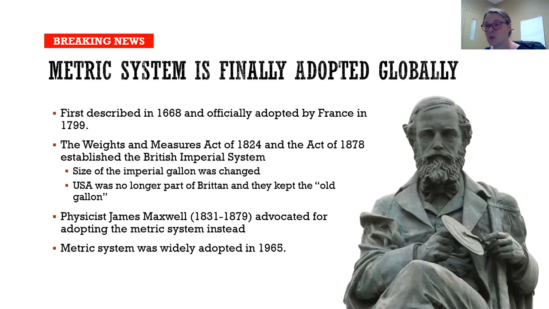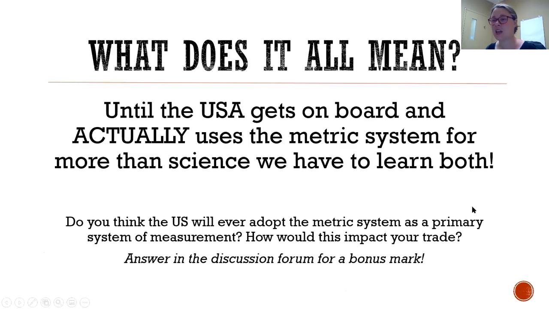The metric system was finally adopted as the measurement system of choice. It was adopted globally except for 3 countries: Liberia, the US, and one other country that I can't remember, which still formally use the old imperial system. Now, what does that all mean? Well, until the USA gets on board and actually uses the metric system for more than just science, we have to learn both. So we'll blame the Americans for why we need to learn to use both systems.